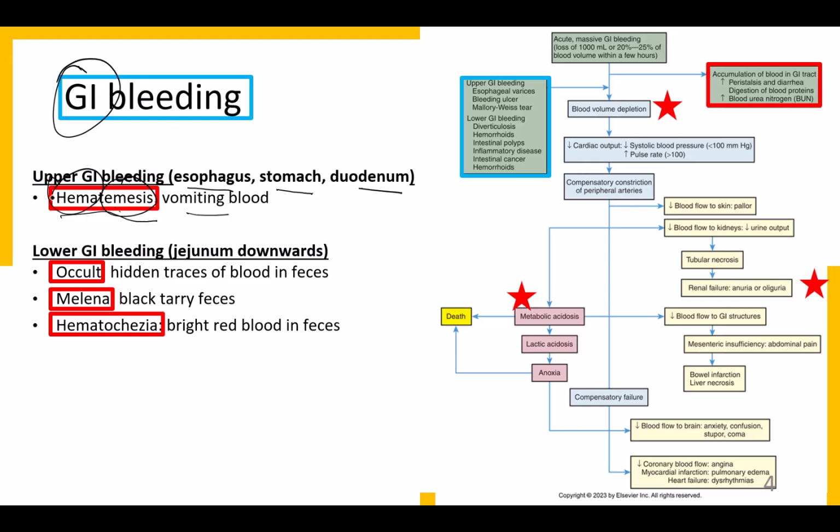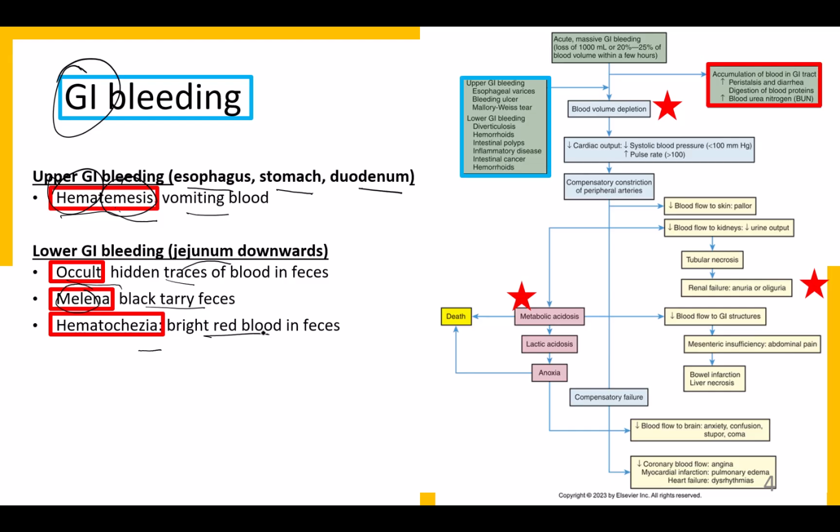If the bleeding is in one of the lower parts of the gastrointestinal tract, so from the jejunum onwards, so that would be the jejunum, the ileum, and the various parts of the large intestine, then what happens is the blood will basically collect itself and leave the digestive tract in the feces. So again, you can have occult blood, which is hidden, right? That's what the word occult is. You can have melena, which is black tarry feces, and then you can have hematochezia, which is bright red blood and feces.